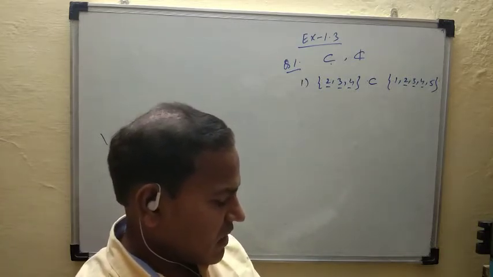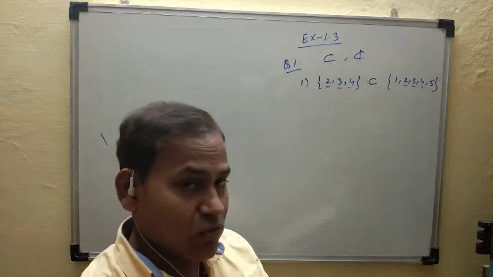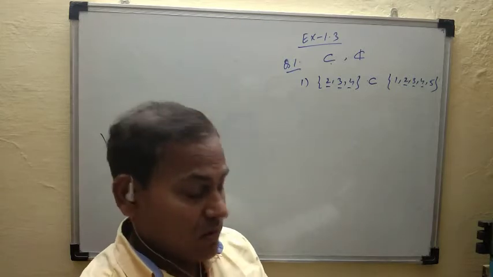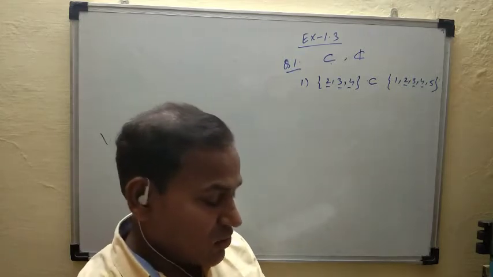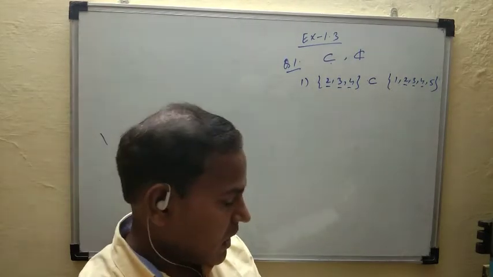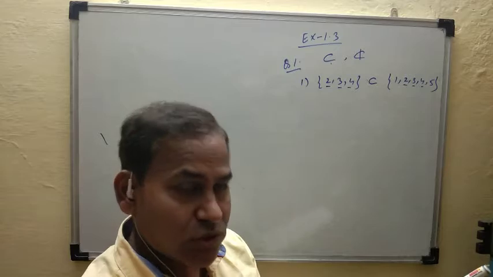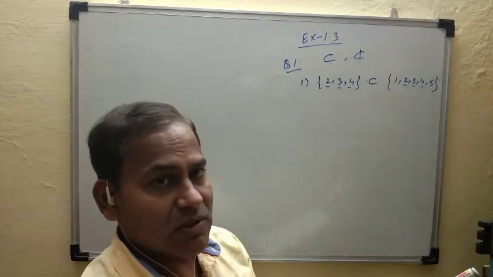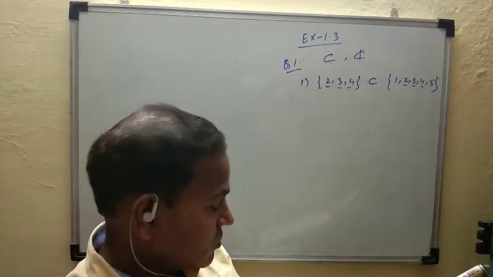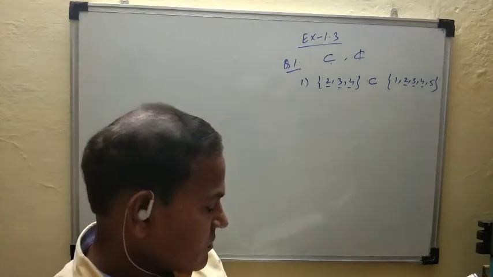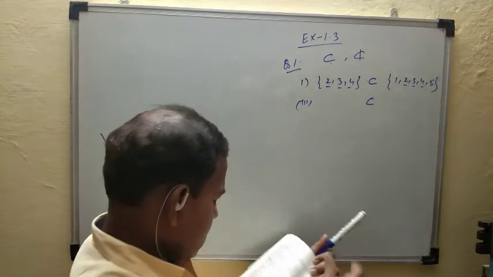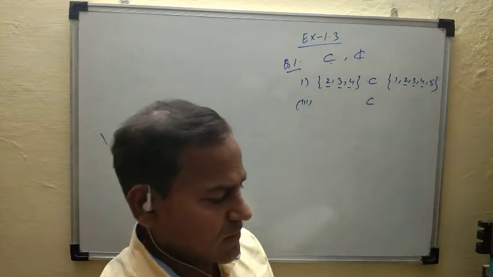Third, {x such that x is a student of class 11th of your school}, and right side {x such that x is a student of your school}. The right side is students of your school, that is all students from KG to 12th, and the left side is only those students who study in class 11th. So every element of the left side set belongs in the right side set. So third is also a subset. Similarly the others, you check them.